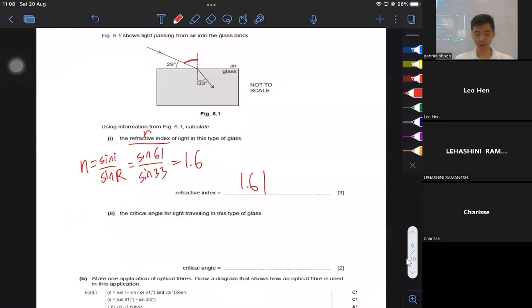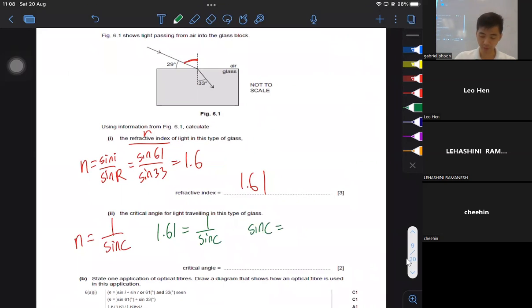Then the next part, they ask you to find the critical angle for light traveling in this glass, which obviously you're supposed to use the 1 over sine C formula. In this case, since you already have the refractive index, your calculation will be 1.61 equals 1 over sine C. And sine C would equal 1 over 1.61, which ultimately will lead you to C equals shift sine 1 over 1.61.